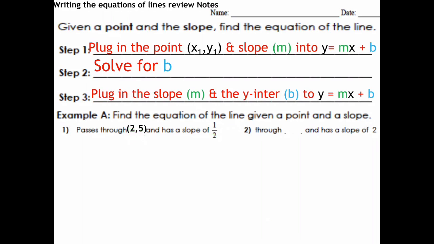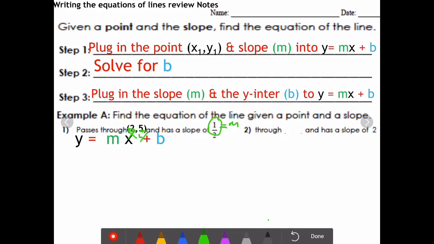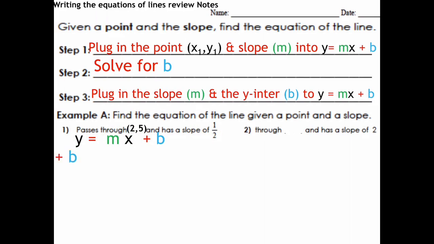So let's go ahead and look at y equals mx plus b. We know that this is y, so that has to be 5. We know that this is m. M is the 1/2. That's going to be 1/2. And then we know that x is 2, so we're going to put the 2 in there. So this is what it's actually going to look like. 5 equals 1/2 times 2 plus b.